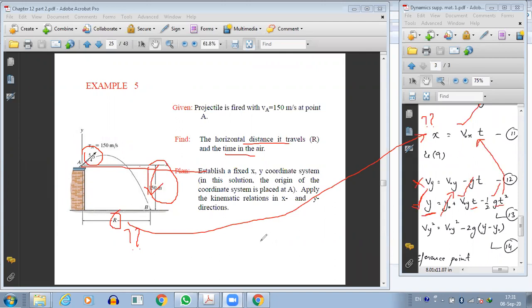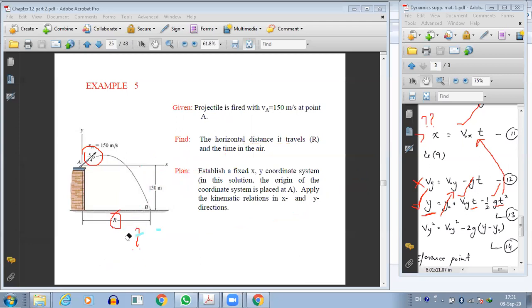So this is an important point. I wrote it on my page as well. Remember, look at the final position with respect to the reference, with respect to the initial position. Is it up or down? If it is up, then positive. If it is down, then y will be negative. Here in this case, y will be negative. Why? Because B is down from A.